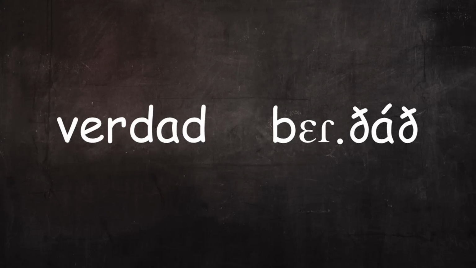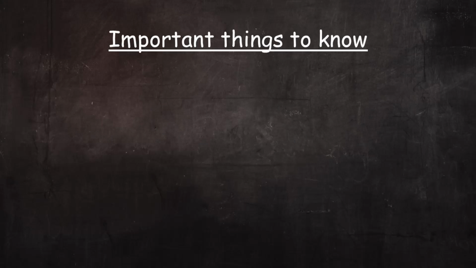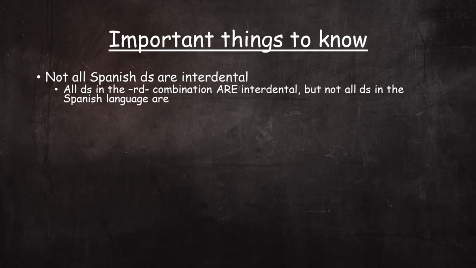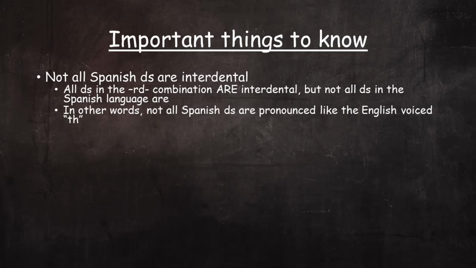Okay, so that's the answer to the question about how to pronounce the RD combination. I feel like there are a couple additional points we should make, and then we'll wrap this up. First, not all Spanish Ds are interdental. Any D in the RD combination is, but not all Ds in the Spanish language are. We aren't going to get into the ins and outs of different pronunciations of the Spanish D here. That would be a topic for its own video. For now, just understand that not all Spanish Ds are pronounced like the English voiced TH.